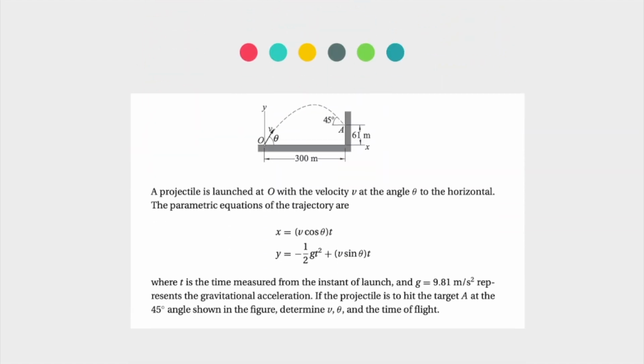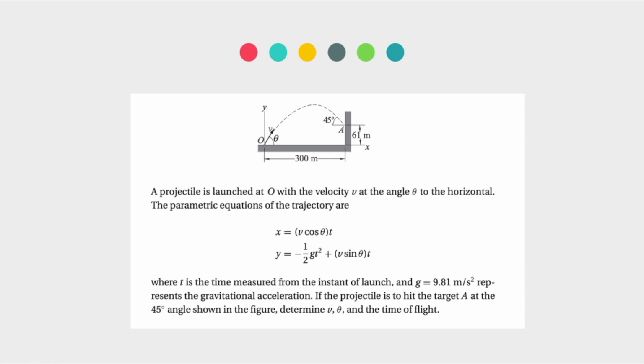The problem I decided to solve is problem number 2. It's a physics problem and it goes as follows. A projectile is launched at 0 with velocity v at the angle theta to the horizontal. The parametric equations of the trajectory are x equals v cosine of theta times t and y equals minus 1/2 g t squared plus v sine of theta times t, where t is the time measured from the instant of launch and g represents the gravitational acceleration. If the projectile is to hit the target A here at the 45 degree angle shown in the figure, determine v, theta, and the time of flight.